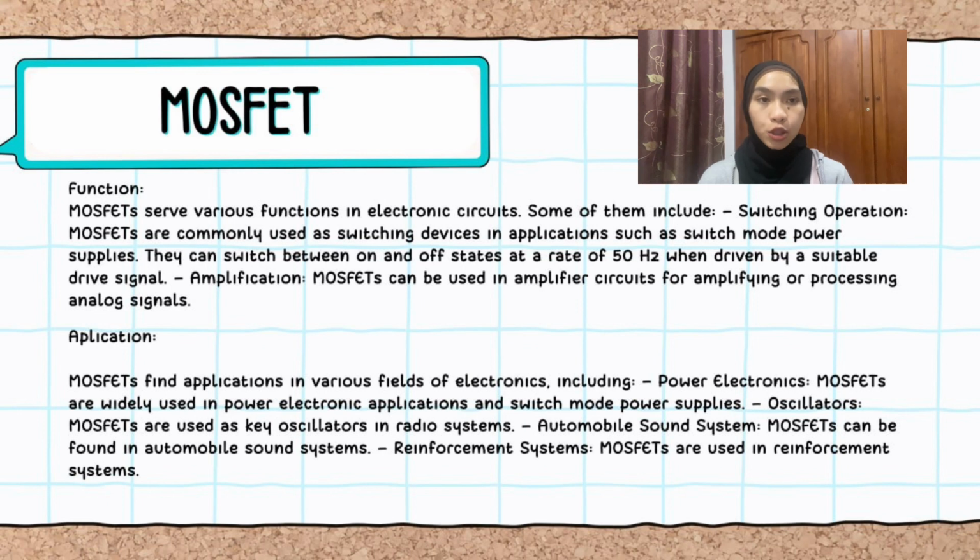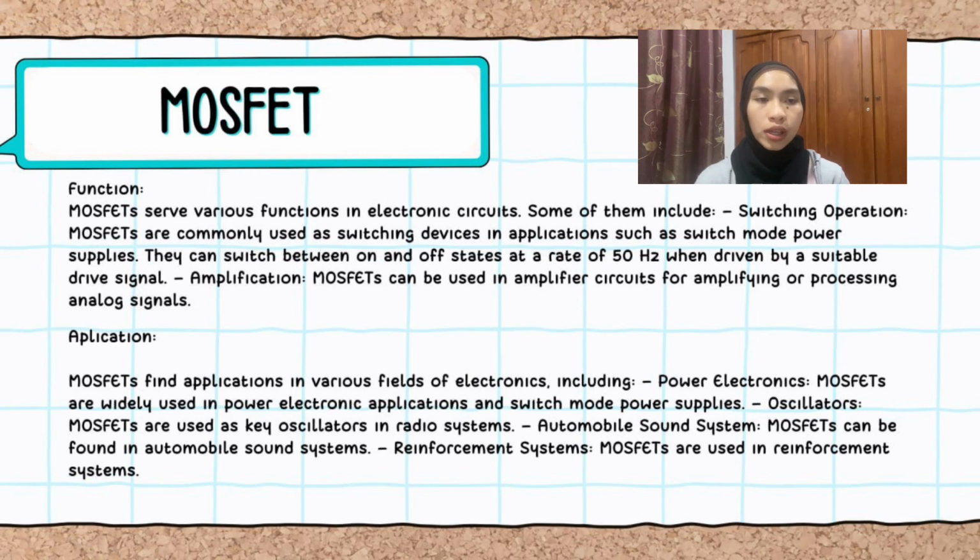Next, my turn is MOSFET. The function of MOSFET is to serve various functions in electronic circuits. Some of them include switching operation. MOSFETs are commonly used as switching devices in applications such as switch mode power supplies. They can switch between on and off state at a rate of 50 Hz when driven by a suitable drive signal.